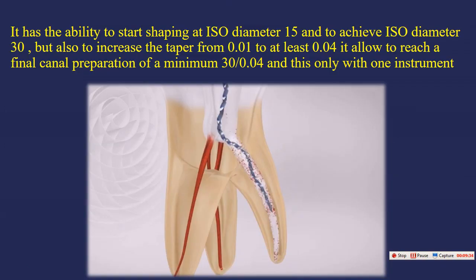Also, this Shaper has the ability to shape the canal. After the glide path, it can shape the canal from ISO diameter 15 to ISO 30, and also with gradual tapering, 0.01 to 0.04. It allows reaching canal preparation ISO 30 with taper 0.04. Small core diameter means preserving the root structure, preserving the preparation, meaning as small as possible, with gradual tapering. When compared with the standard NiTi instrument, the tapering is not gradual.